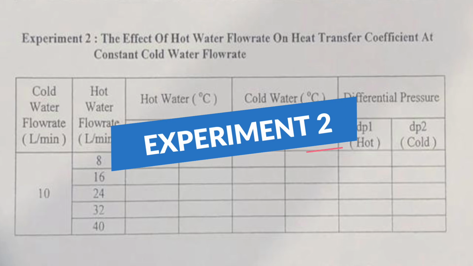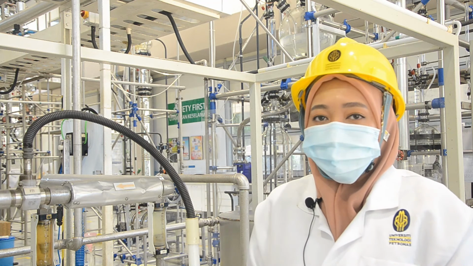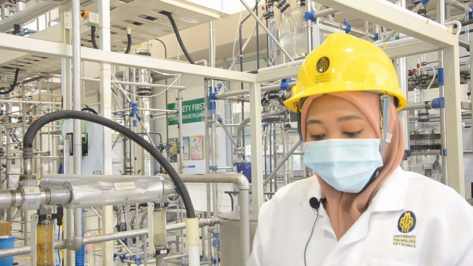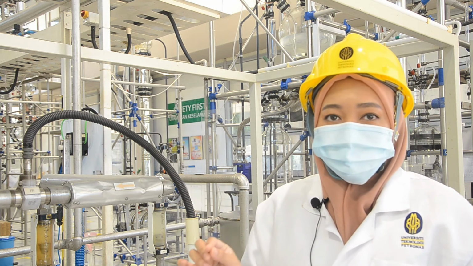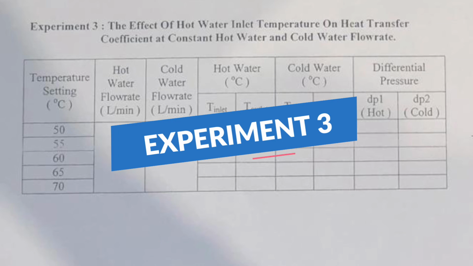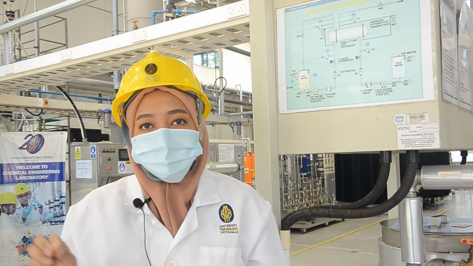Okay, for experiment 2, we want to study the effect of hot water flow rate on the heat transfer coefficient at constant cold water flow rate. For this experiment, we'll be controlling the cold water and adjusting the hot water flow rate. For experiment 3, it will be the effect of hot water inlet temperature on the heat transfer coefficient at constant hot water and cold water flow rate. For this experiment, we'll be controlling the hot water and cold water flow rates, while changing the temperature.